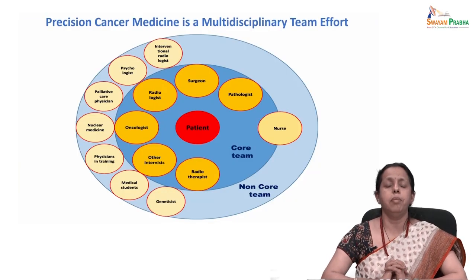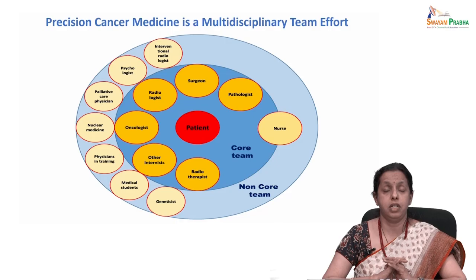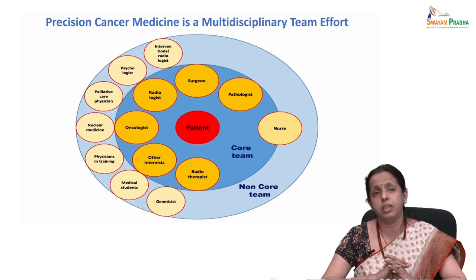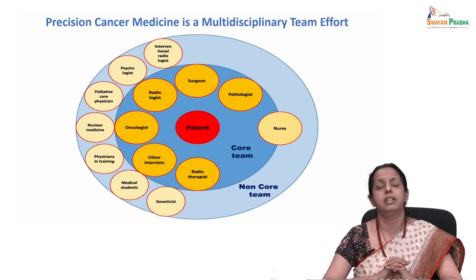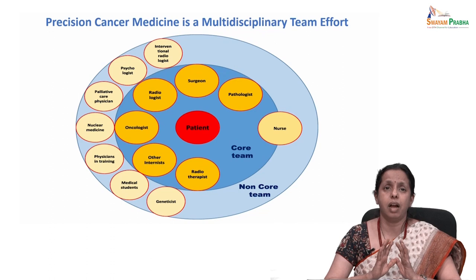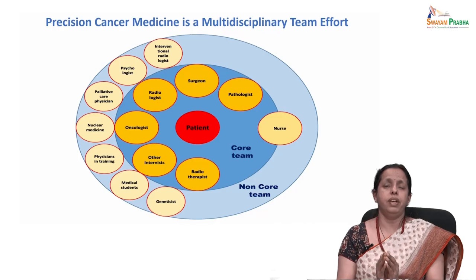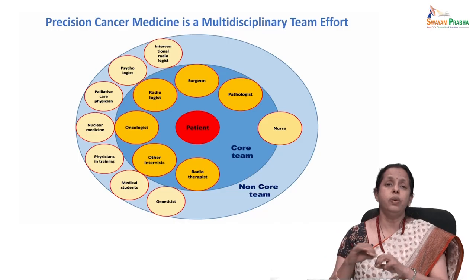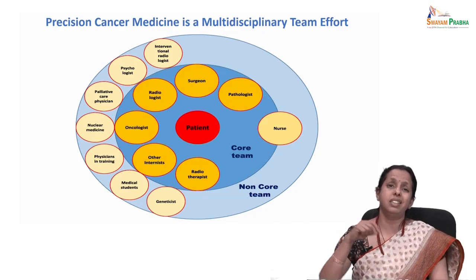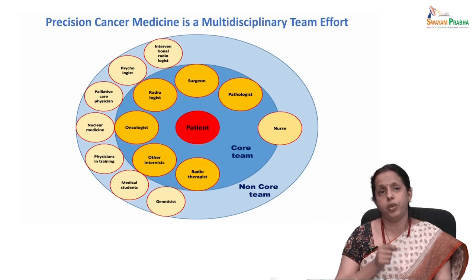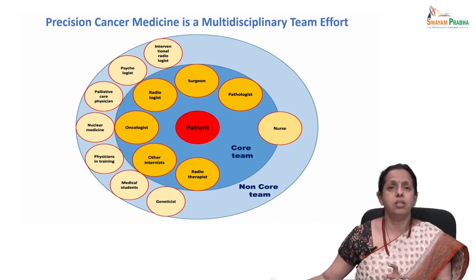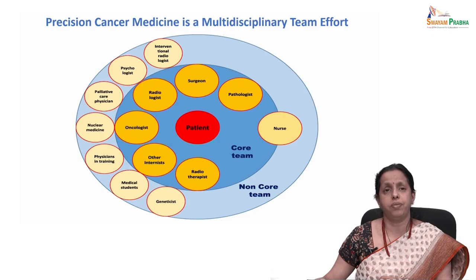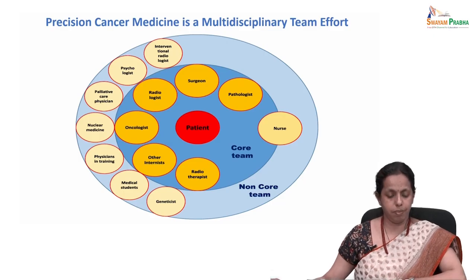Now, after talking about so much of precision oncology in drug design, what the important drugs are and what the different clinical trials are, shall we come to a very important point: the team effort. We now say that in cancer, one size doesn't fit all. Each patient's treatment strategy has to be tailored to fit them. Then how many people would you need? This is not a single person effort. You need a multidisciplinary team effort.